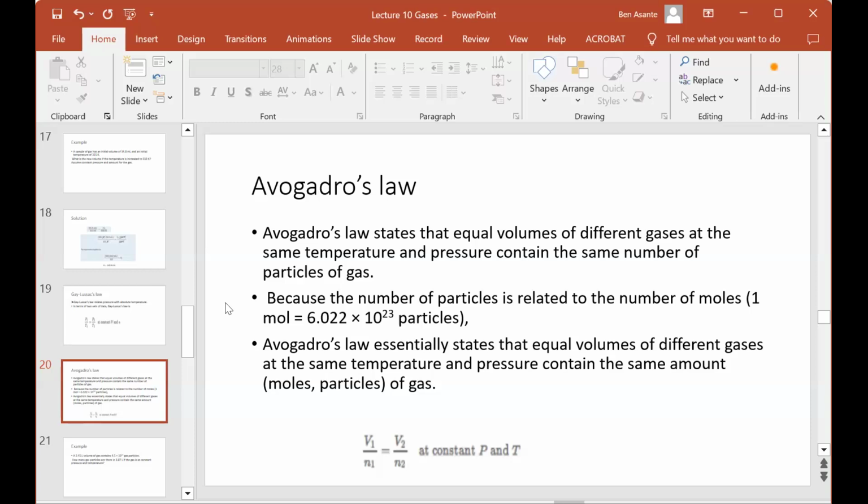So Avogadro's law says that equal volumes of different gases at the same temperature and pressure contain the same number of particles. So if you have nitrogen and you have oxygen, and they have the same temperature, pressure and volume, they will contain the same number of particles. Because the number of particles is related to the number of moles, one mole is equal to 6.02 times 10 to the power of 23 particles. This is Avogadro's number.